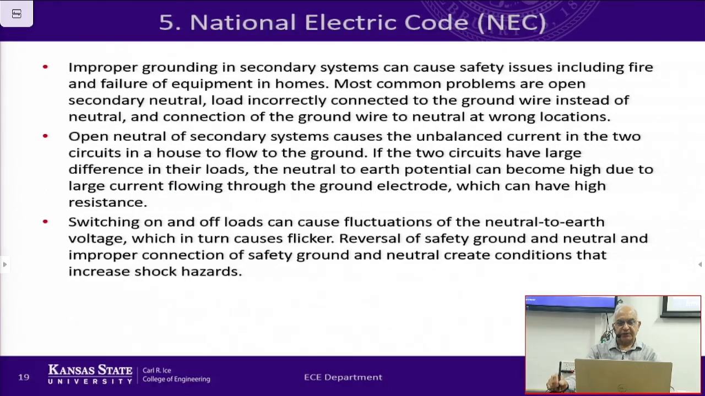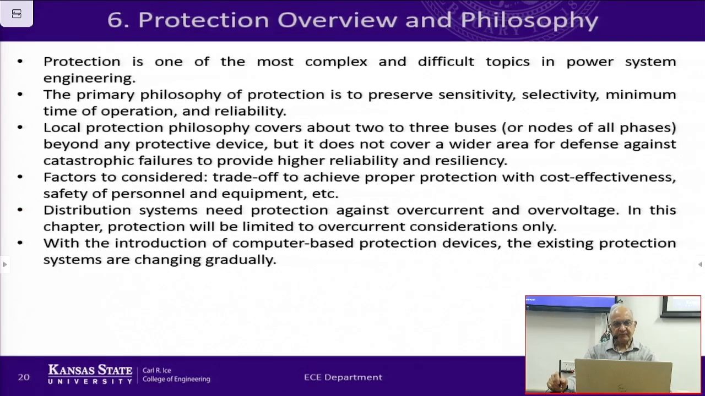Loads can cause fluctuations of the neutral to earth voltage, because if you don't have the grounding, then what happens is that if you put the middle point to the ground, and if there is no ground, then the two circuits will have a lot of fluctuations in the voltage. As soon as the two circuits are not balanced, it's going to cause a lot of circulating currents in the system, and that could cause fluctuations and flicker, which is a power quality problem. Okay, so that's something about grounding.